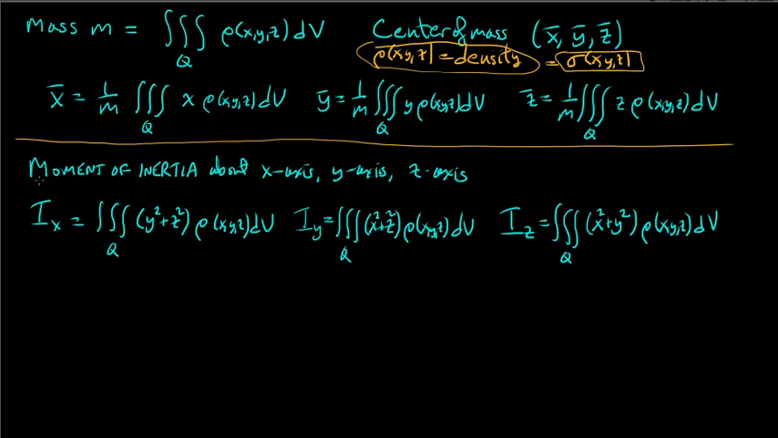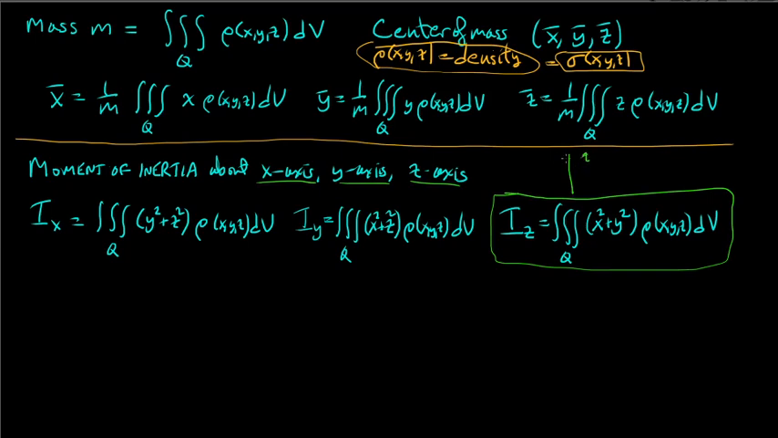And of course, you can also calculate the moment of inertia. When you're rotating about the x-axis, y-axis, or z-axis, you get three different formulas. For the x-axis, the moment of inertia is just the triple integral, with no 1 over m here, of y squared plus z squared, which is the square of the distance from the axis of rotation. For the y-axis, you get x squared plus z squared, the square of the distance from the y-axis.